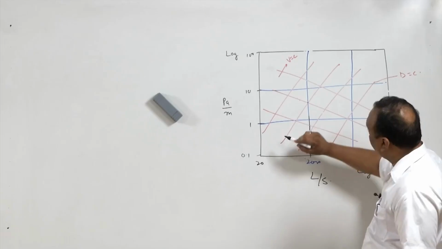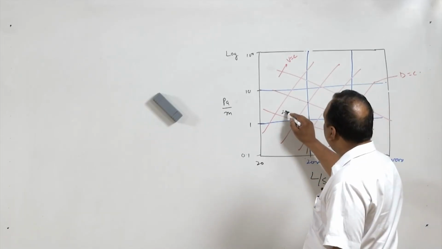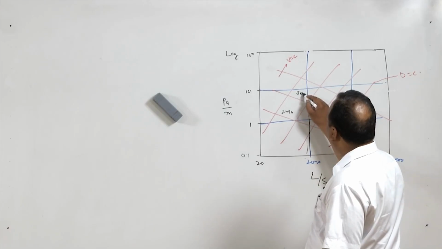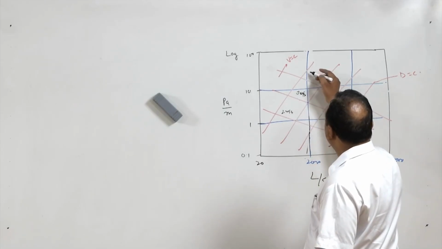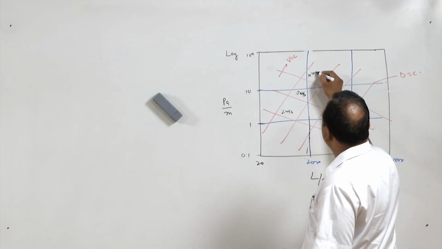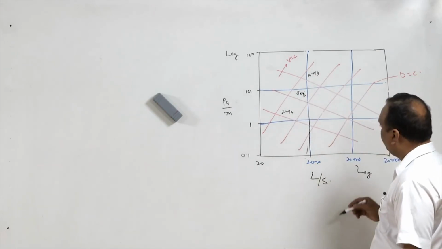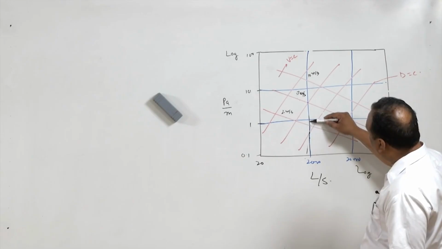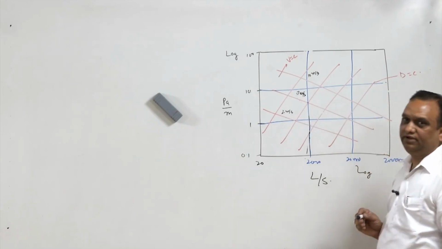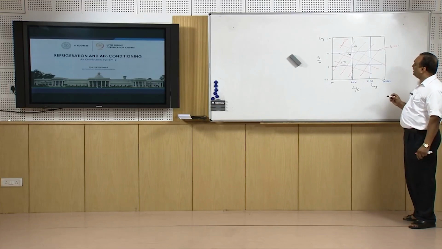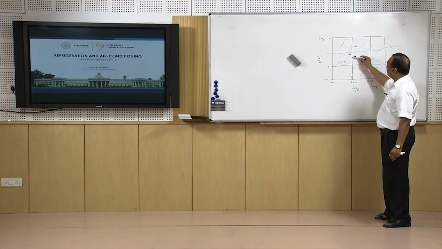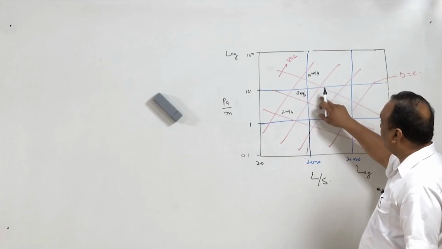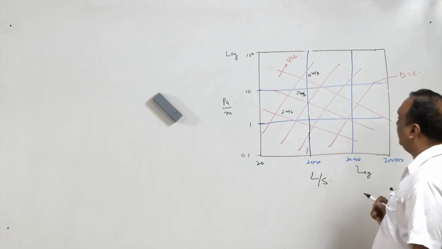For example, for this the velocity is 2 meter per second, for this it may be 5 meter per second, for another line it may be 10 meter per second. They are all assumed values. So velocity is increasing in this direction. So the moment we are reducing the duct diameter, the velocity is increasing. But we should bear in mind, the moment the velocity in the duct is increased, the noise level in the duct will also increase. So that has to be taken care of while designing a duct.